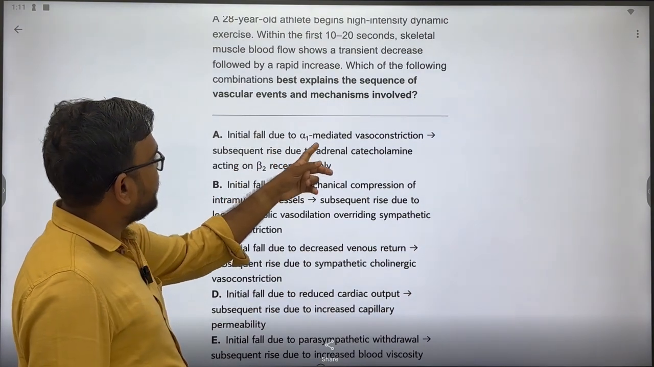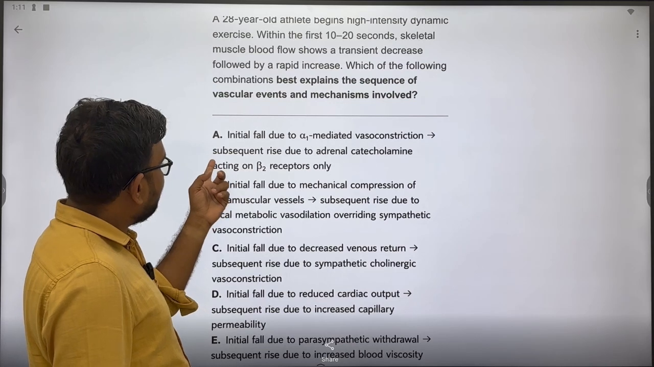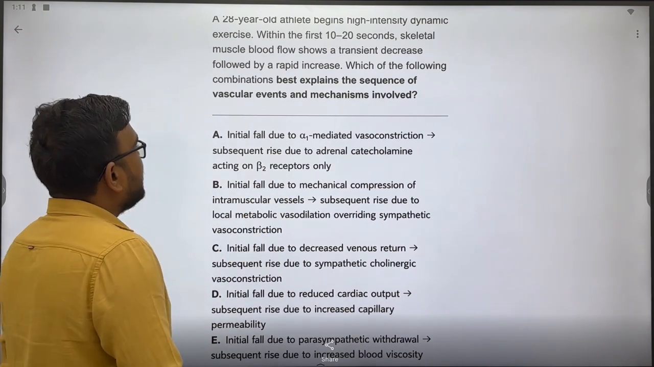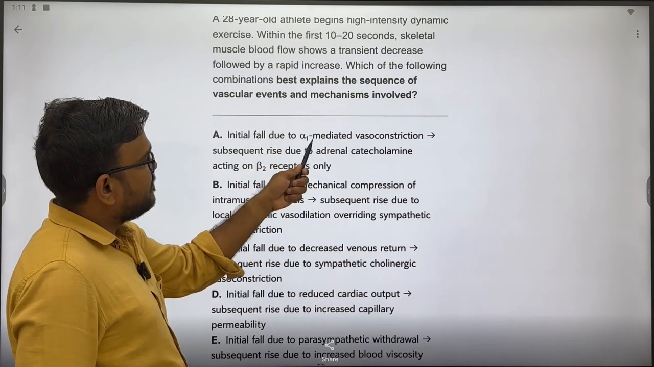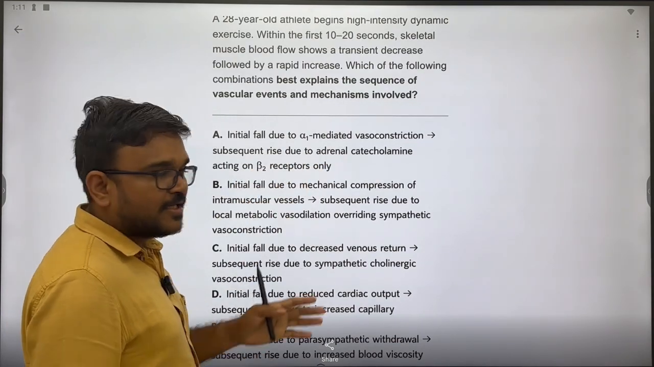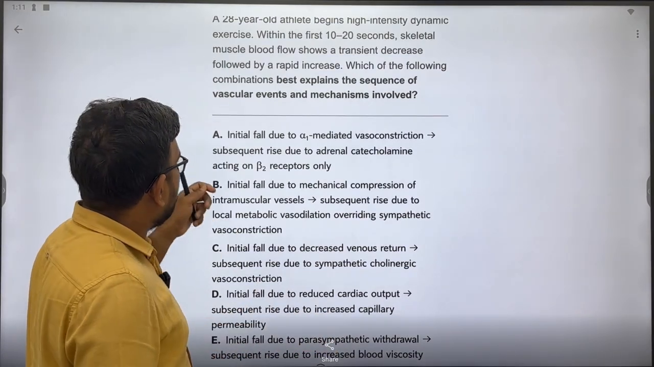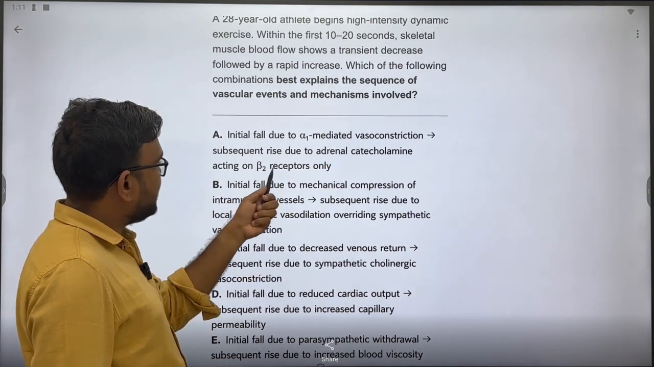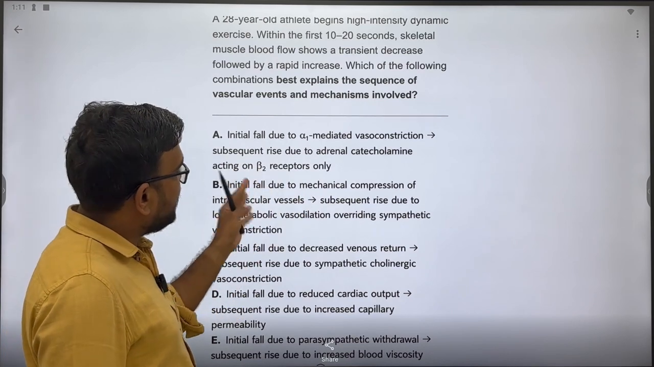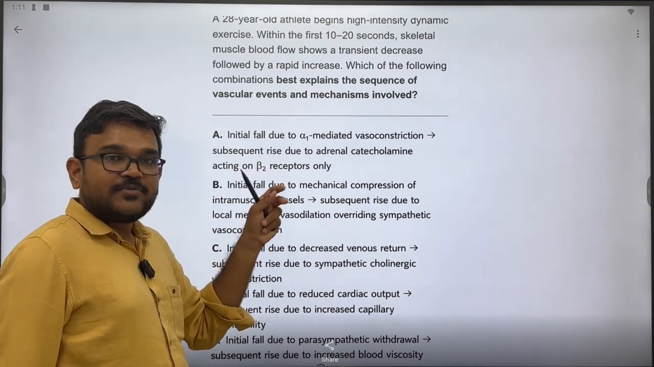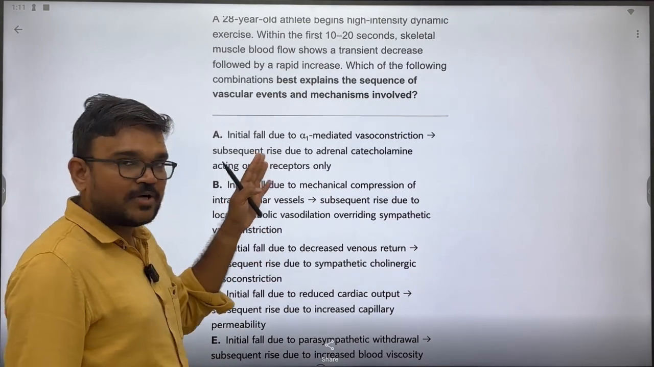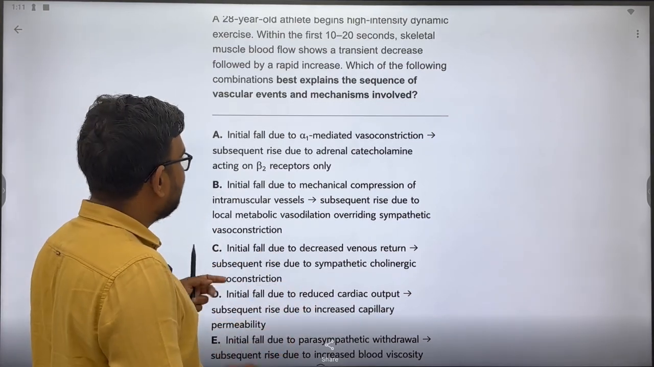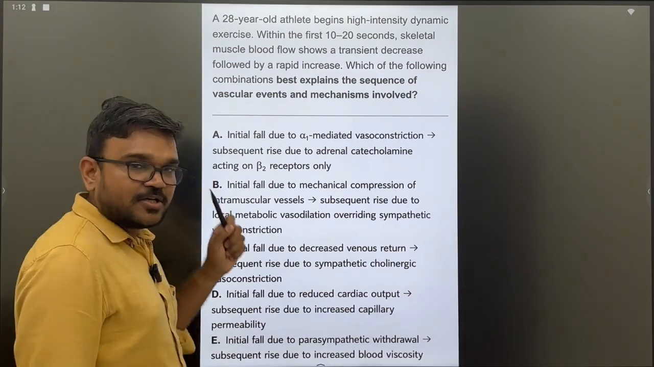Option A: initial fall due to alpha 1 mediated vasoconstriction, after that subsequent rise due to adrenal catecholamine acting on beta 2 receptors only. The initial fall is not due to alpha 1 mediated vasoconstriction, it is due to compression of the muscles. And the subsequent rise is not due to adrenal catecholamine acting on beta 2 receptors only. The local metabolite is the chief stimulation for the vasodilator mechanism of increased blood flow. So this option is not correct.